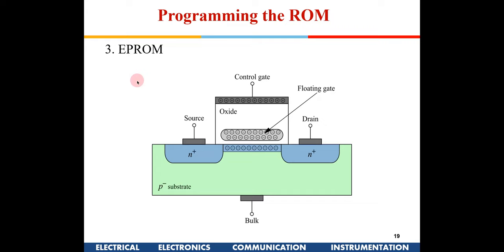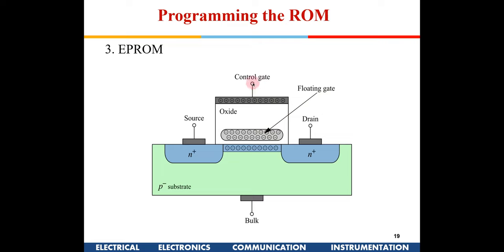Okay. So now after that came the EEPROM. What an EEPROM is, it is kind of a MOSFET only. So you have an oxide, and within the oxide there is a polysilicon gate, a floating gate. Why I am calling it floating is that no connection is brought out of this gate.